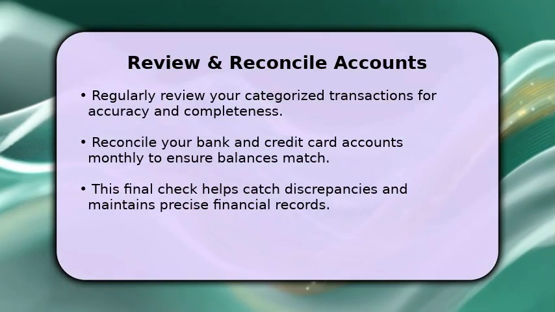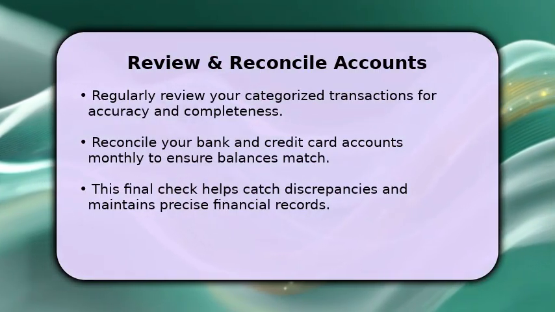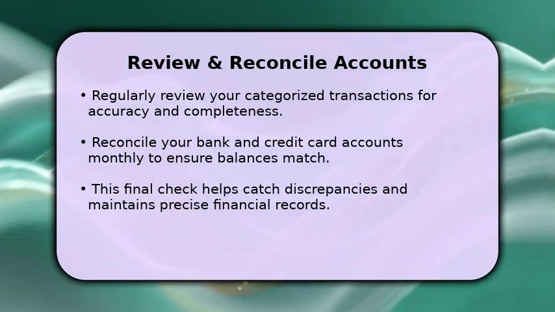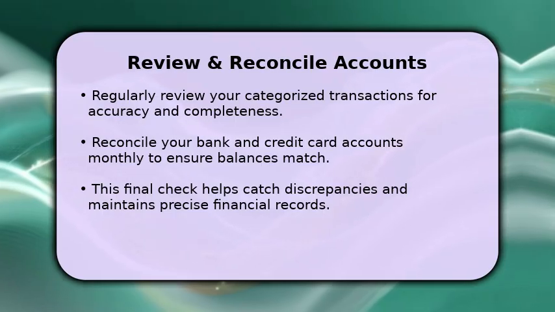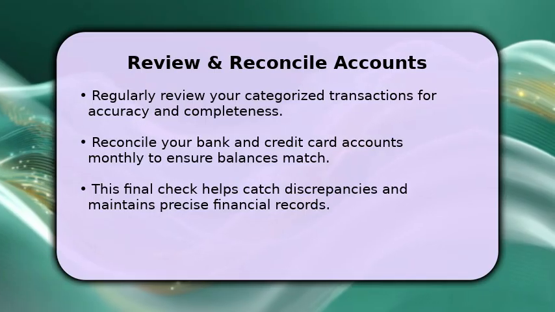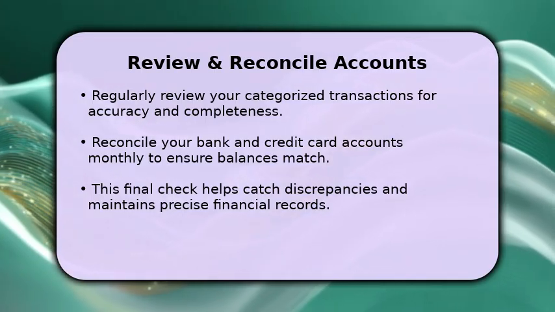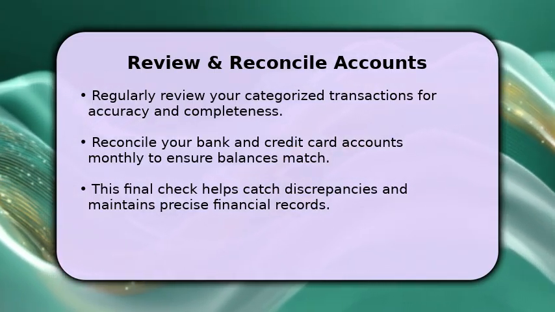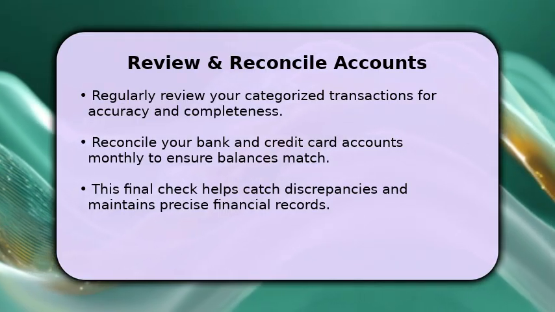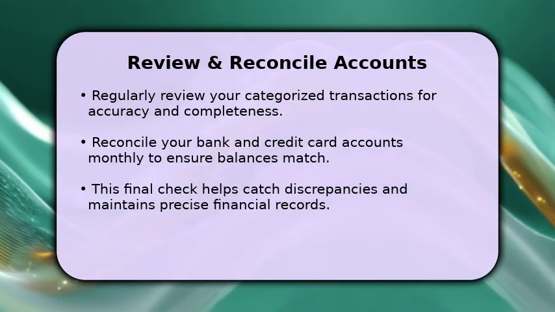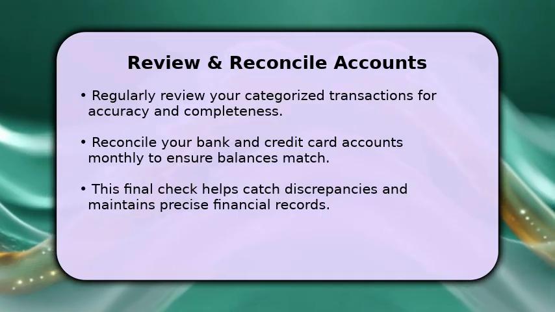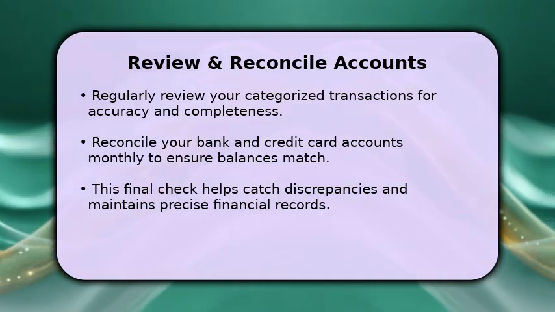The final, crucial step is to regularly review and reconcile your accounts. Reviewing ensures all transactions are correctly categorized and no duplicates exist. Reconciliation involves comparing your QuickBooks balance to your bank statement balance at a specific date. This process helps identify any missing transactions or errors, ensuring your books are 100% accurate. Aim to reconcile all accounts monthly for the best financial oversight and peace of mind.